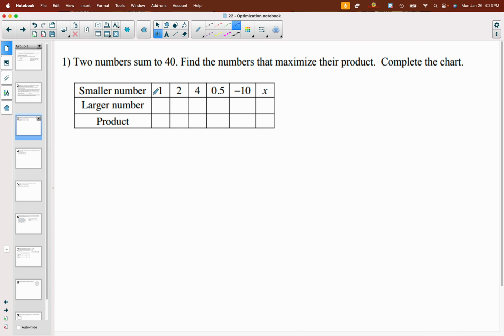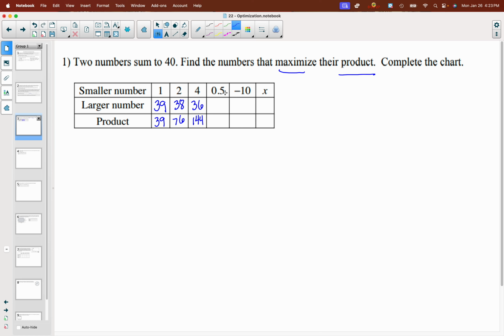So here they've filled in the smaller numbers. If the smaller number is 1 and the numbers add to 40, then clearly this would have to be 39. And if we multiply 1 times 39, because we're trying to maximize the product, we get 39. If the smaller number is 2, then the larger number is 38, and if you multiply those two numbers, you will get 76. If the smaller number is 4, then the larger number would have to be 36, and if you multiply those, you get 144.